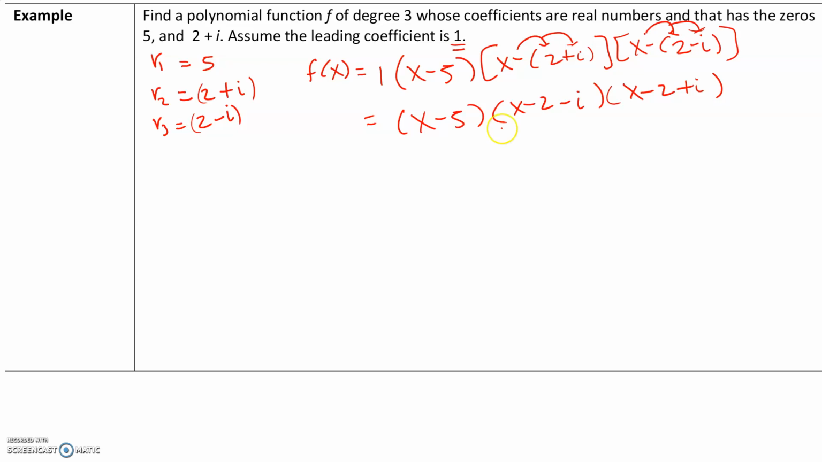So always start with the conjugate pairs. You can use a box or whatever you want to use, but we'll finish this off in class.